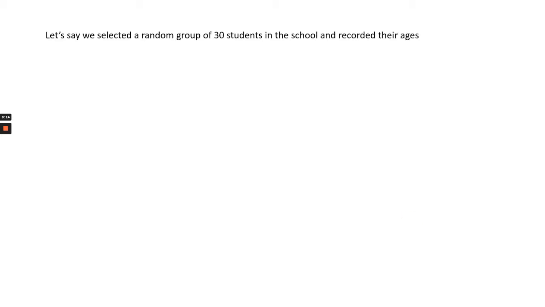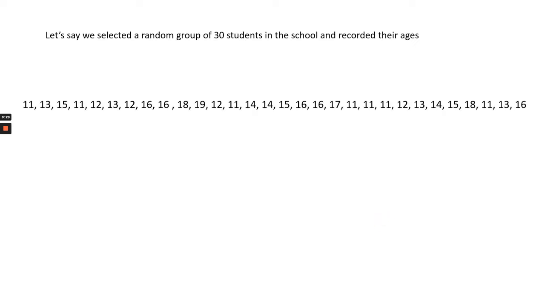Now, I want us to imagine for a second that we're actually doing some kind of experiment. Say I've asked you to go and select a random group of 30 students in the school and record their ages. So you diligently wander around school, you select 30 people at random using a random method, and then you record each of their ages. You write down a nice list like this of all of their ages. And I want us to be able to do some analysis of that.